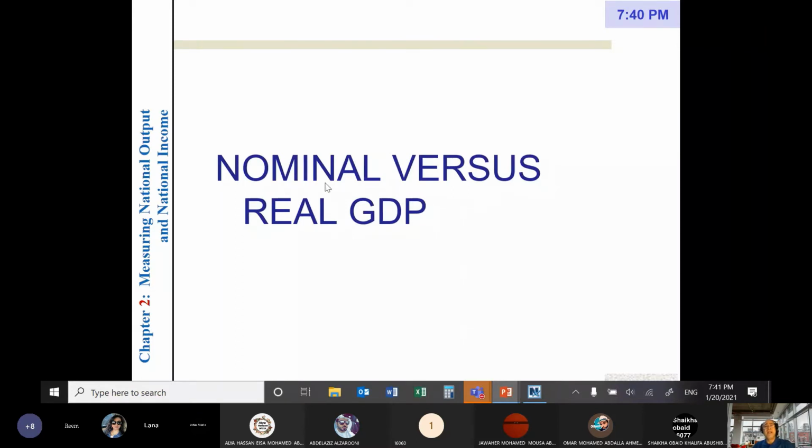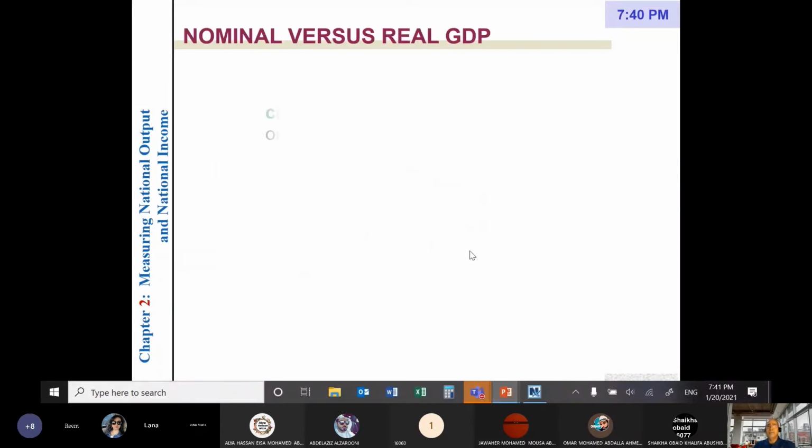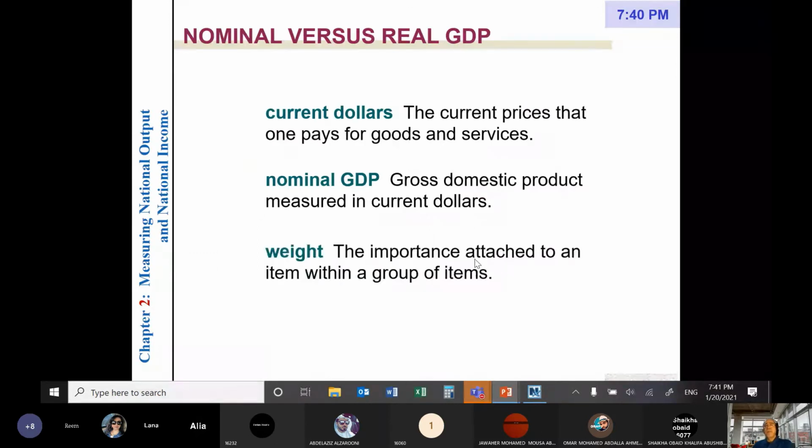What's the meaning in Arabic of nominal GDP? الناتج المحلي الإجمالي الاسمي. Real GDP الناتج المحلي الإجمالي الحقيقي. So let's see what's the difference between them.